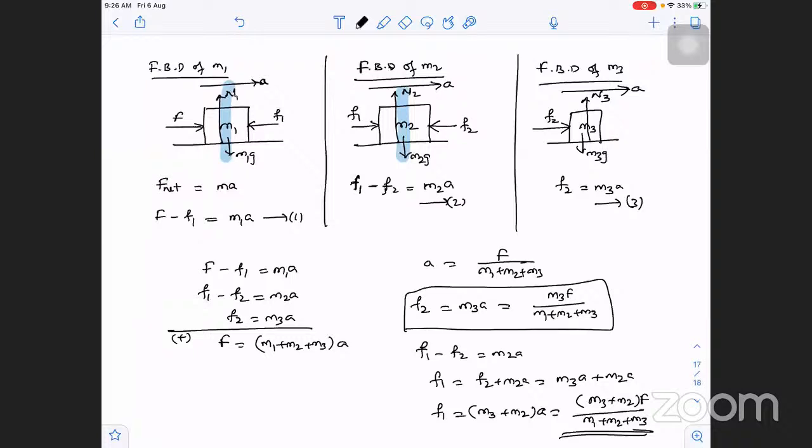Okay, similarly, we can solve for the motion of objects which are connected by strings. That also we can do. That part we will see tomorrow: how the blocks will move when they are connected by strings.